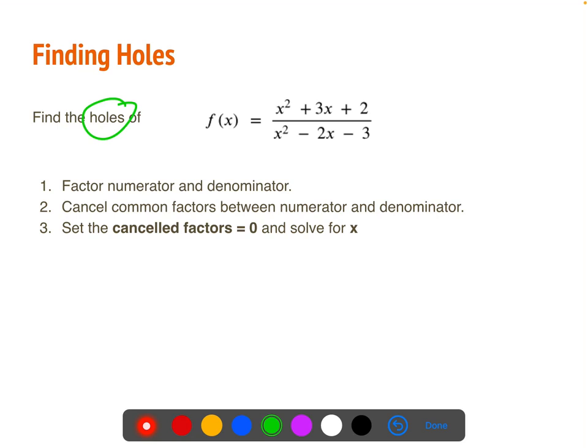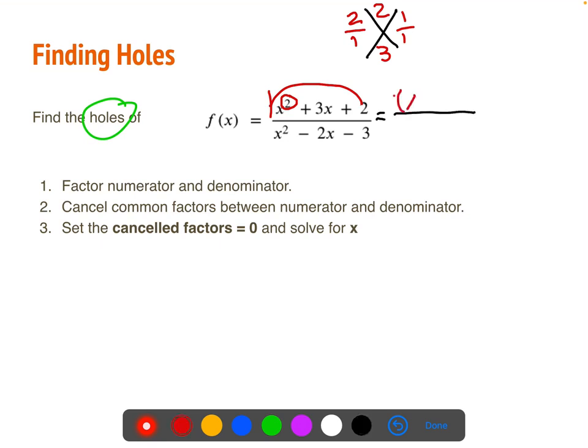Now, this question asks us to find the holes, and those are the open circles. We're going to start just the same: factor top and bottom. Oh, these actually do factor. Look, that's a quadratic trinomial, so I'm going to do my big X. A times C is 2, B is on the bottom. What numbers multiply to give me 2 but add to give me 3? That's 2 and 1. Divide by A.